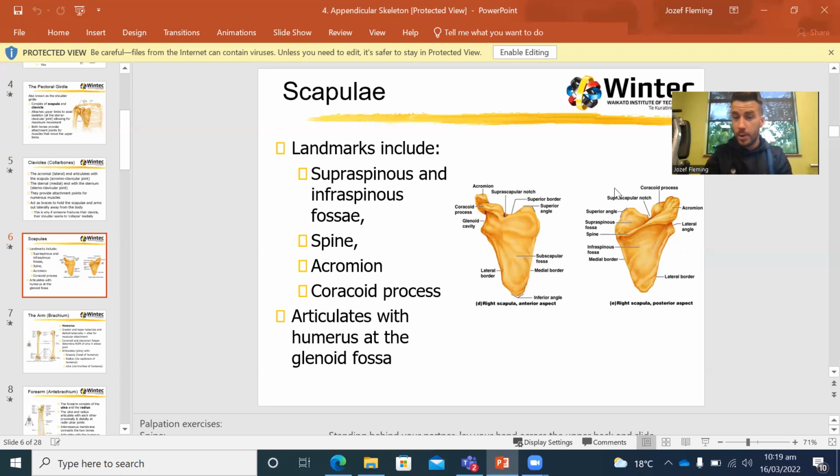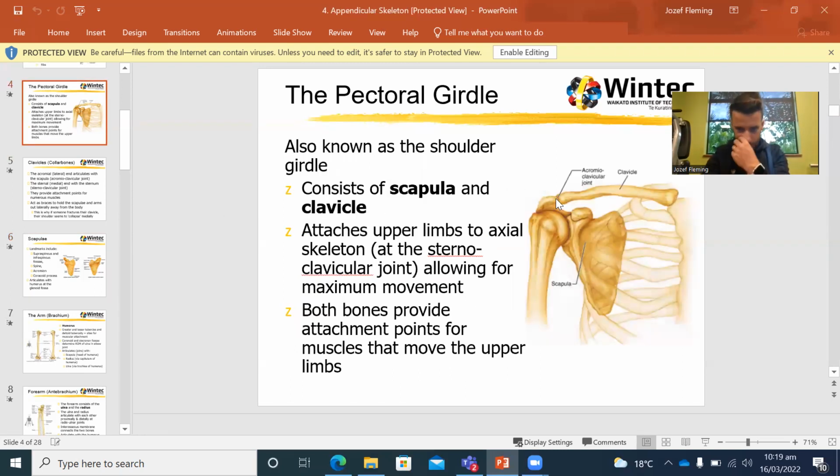If we look at it from the back, we'll start with the coracoid process, suprascapular notch, superior angle, the supraspinous fossa, and the spine. There's a big, strong, thick ridge that runs through the middle. Then our infraspinous fossa, our medial border, lateral angle, and our acromion. And if we go back to the AC joint, the acromioclavicular joint, we can see here that this is where the scapula articulates with the clavicle.